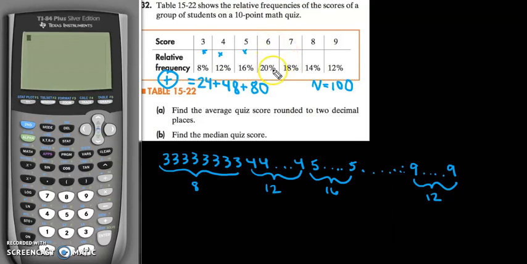And then if 20 people got a 6, that's 20 times 6, so 120. And then the last couple: there were 18 people who scored a 7, and 14 people who scored an 8, and 12 people who scored a 9.